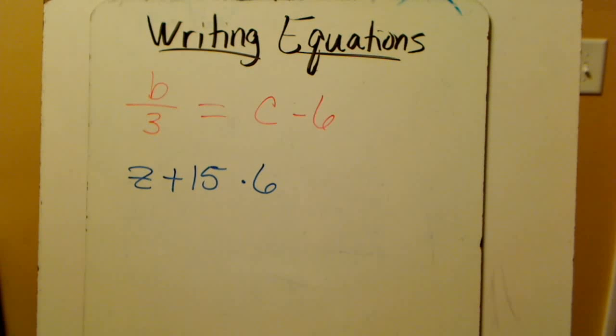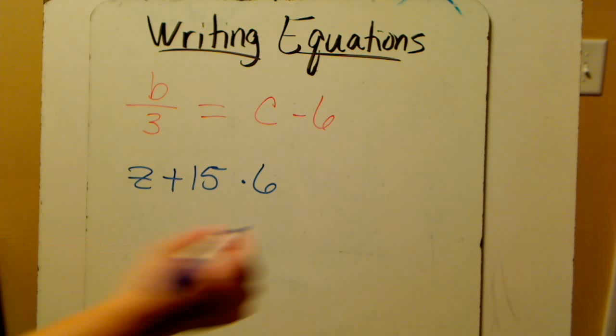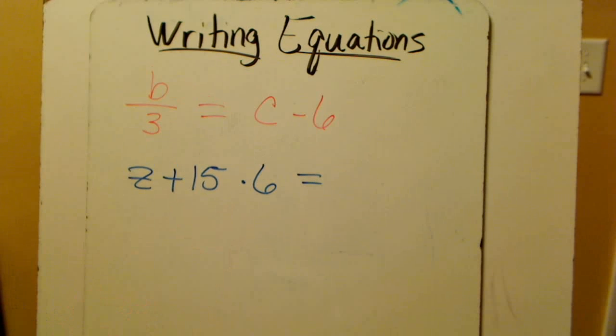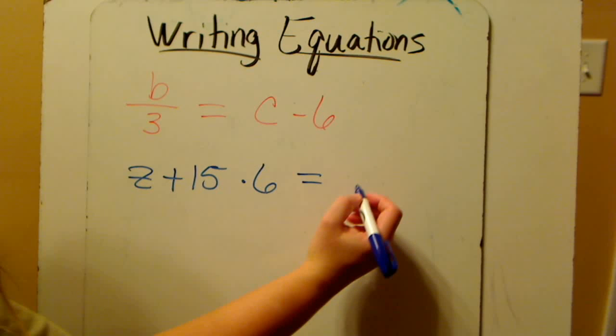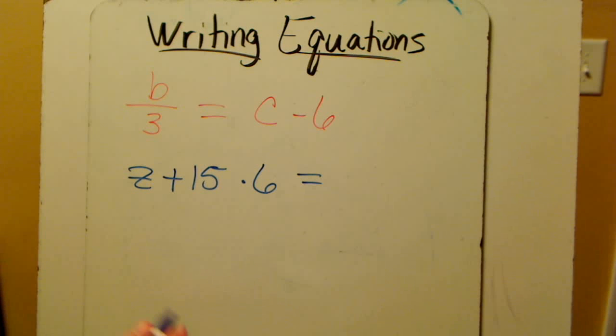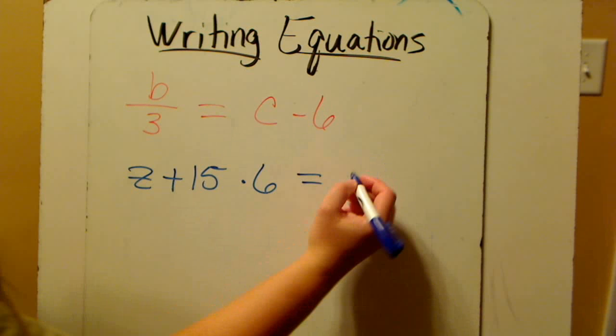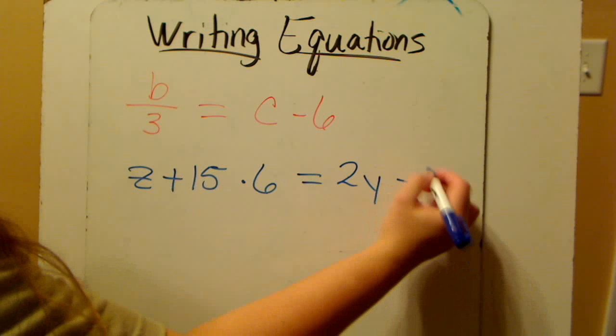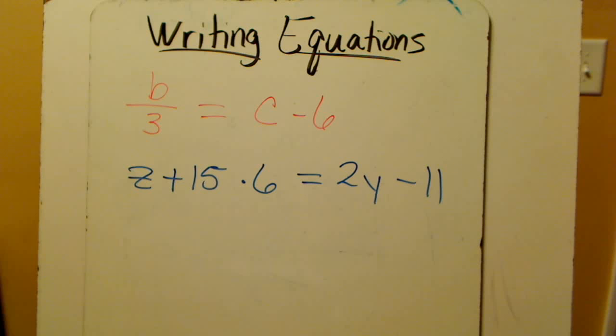Now in algebra, we don't like to use the point. We really like to use parentheses instead, but for this purpose, the point or the dot is fine for multiplication. Then we have is, which is our equal sign, y times 2 minus 11. So when we write y times 2, we always put our number first, and then our minus 11 on the end. So that's the answer for the second.